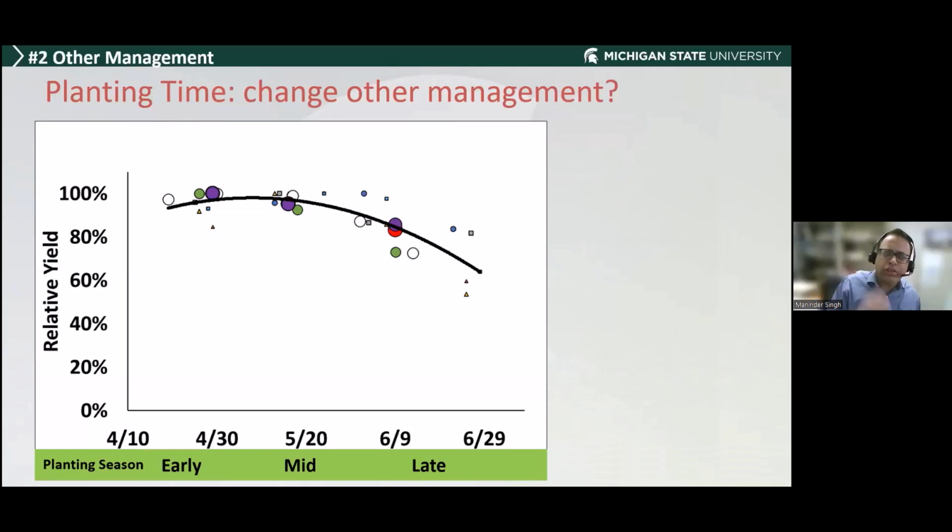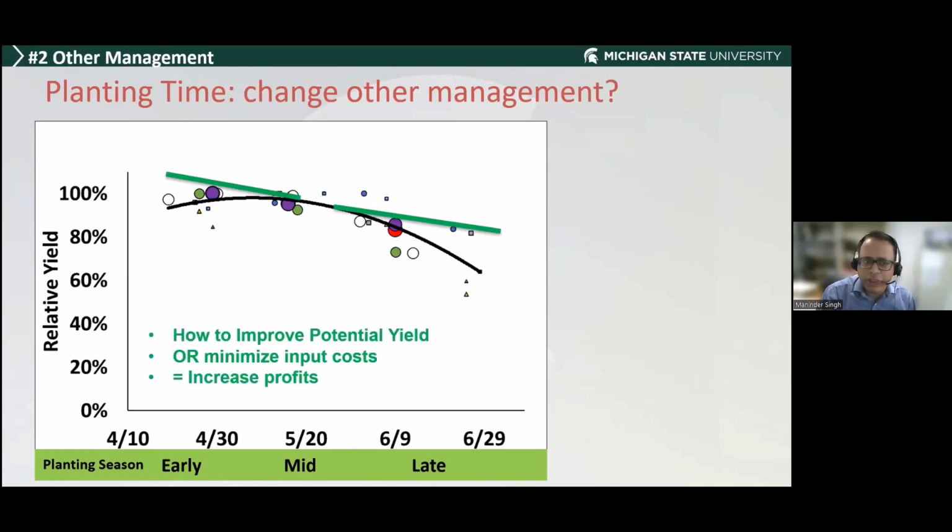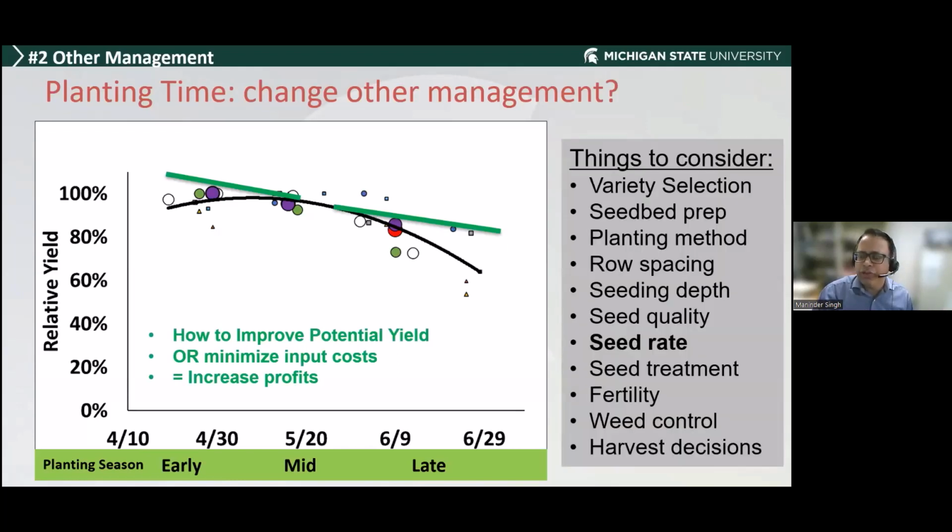So again, moving on to that second point. Timely planting is critical, but what else do we need to be thinking about in terms of changing other management, right? I showed you this curve before. How we can change the trajectory of this curve is what I'm thinking. How we can improve yield potential without putting too many inputs out there. And if we start thinking from a systems perspective, there are a lot of things we can do, right? Variety selection, what maturity to use, how to prepare the seedbed, what planting method to use, what's the optimal seeding depth. So there's a long list that we can keep in mind, because some of those do change as we change our planting time.